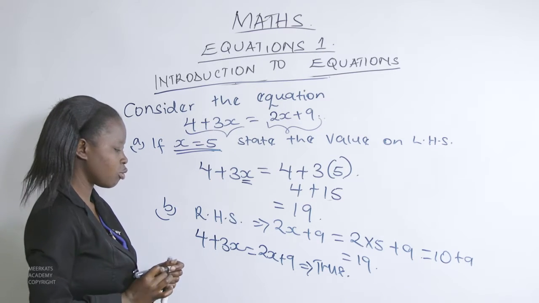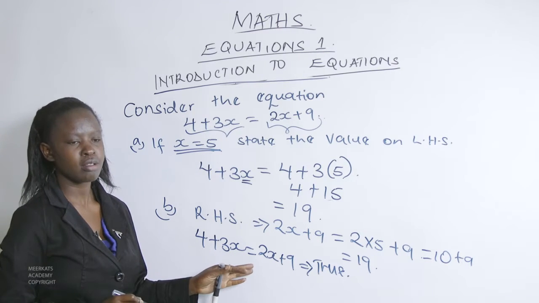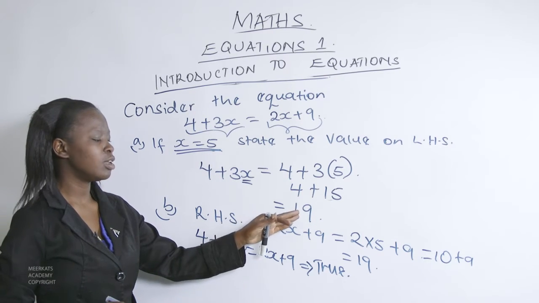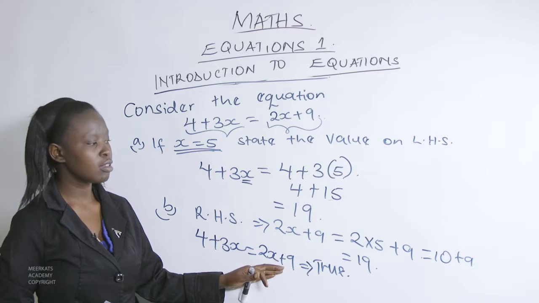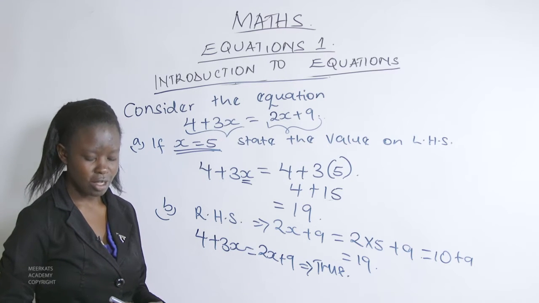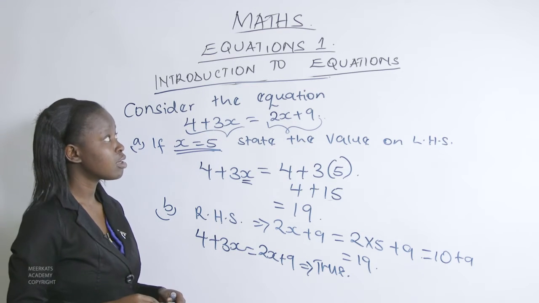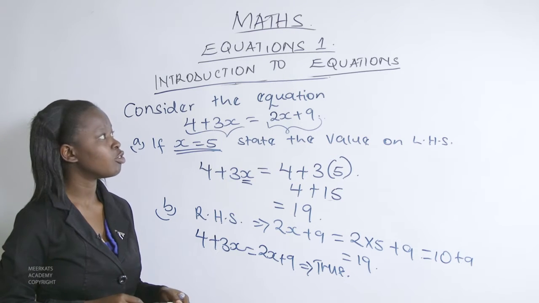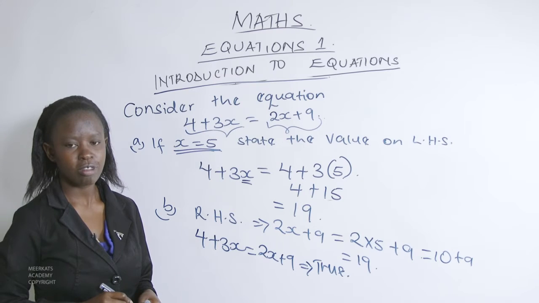When x is equal to 5, then this equation is true because our left hand side gives us 19, our right hand side gives us 19. So it means that our equation is true. So that is the introduction part of our equations.